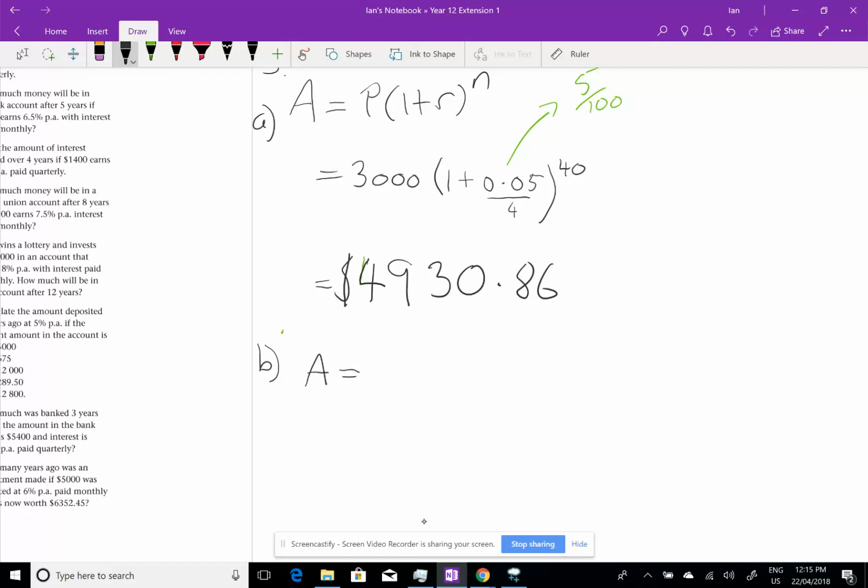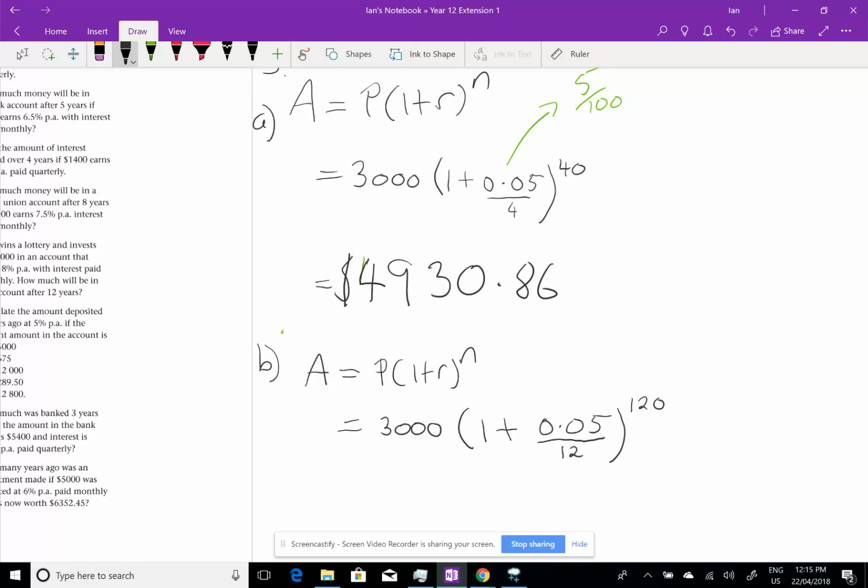Again, I like to write the formula. My principal doesn't change. Now, I wonder, is it going to be better to have more calculations or less? I think it's going to be better to have more. I think this is going to give us a slightly better answer. So the interest rate doesn't change. It's still 5%, but now we're doing it monthly, so we're dividing by 12. And my time period up here, 10 years, 10 12s, 120.